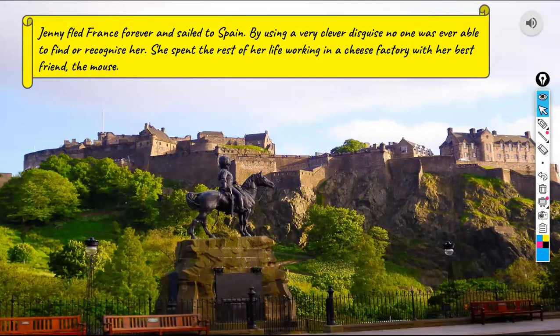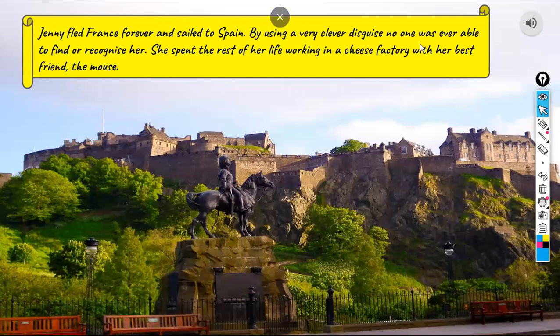So Jenny fled to France. Remember, she was from France and sailed to Spain. Obviously, if she goes to Spain, remember, it's a small world. Do you think that someone could recognize her? Do you think it's a good idea for her to get a disguise? She needs a disguise. Remember, if somebody recognizes her, they'll call the guards for her. She's a witch, she's a wanted person. So she's going to need a very good disguise.